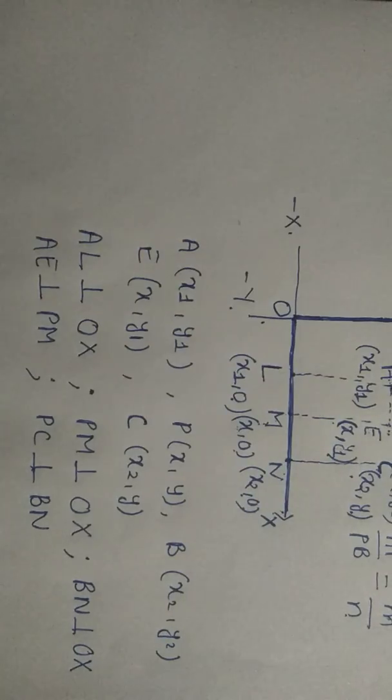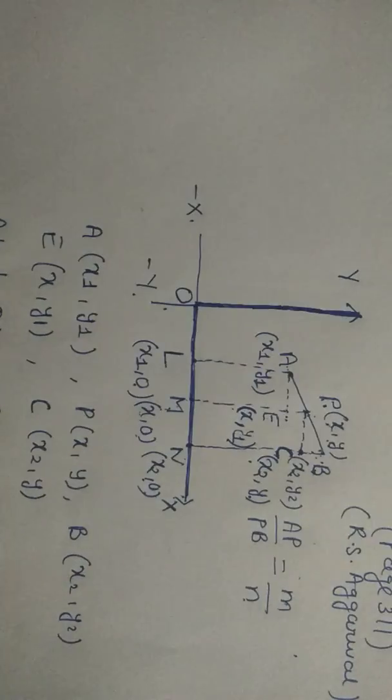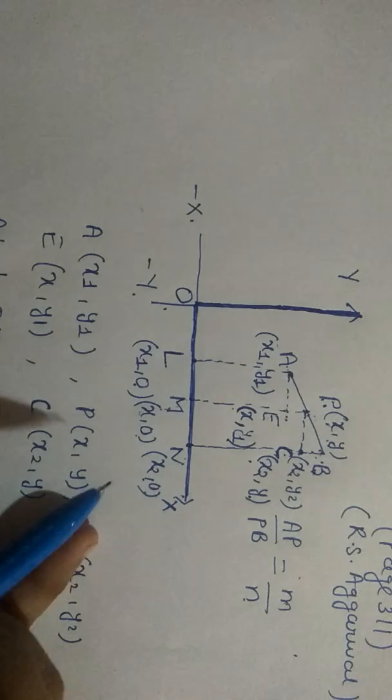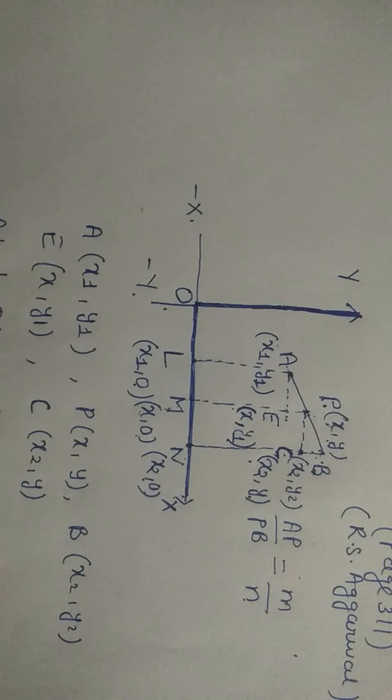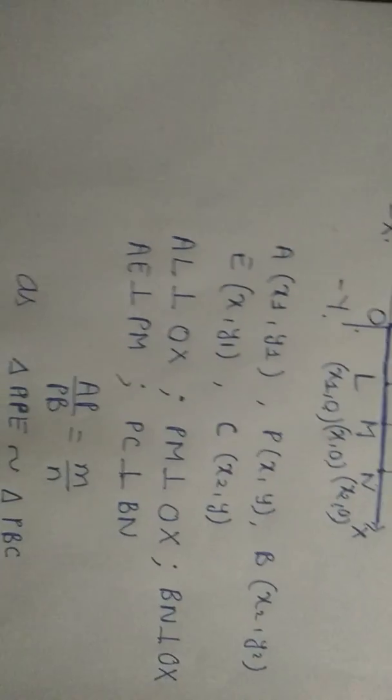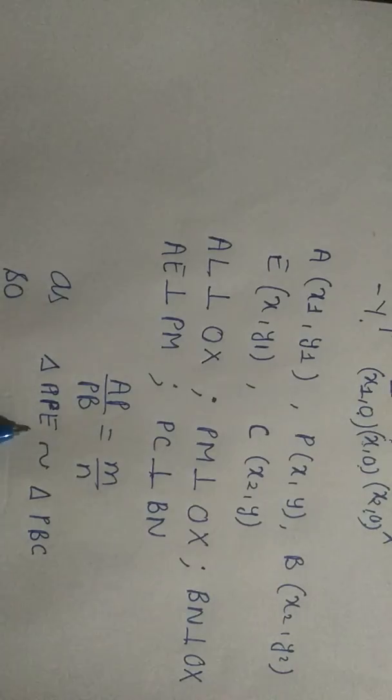Now students, what is given? The given is AP upon PB is equal to M is to N, okay. Now as you can see here, the triangle APE and triangle PBC are similar triangles, okay. As triangle APE is similar to triangle PBC. So as you can see here, triangle APE is similar to triangle PBC, okay.